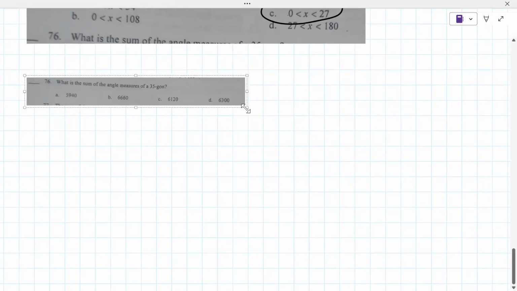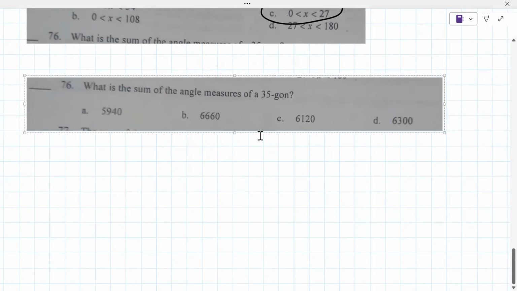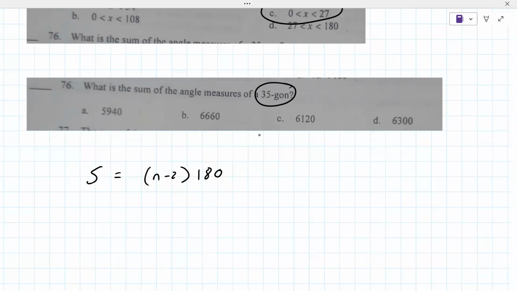All right, so there's a formula for the sum of the angle measures. It's the number of sides minus 2 times 180. Do you get a formula sheet? Yeah. This might be good to look for. 35-gon means n equals 35.